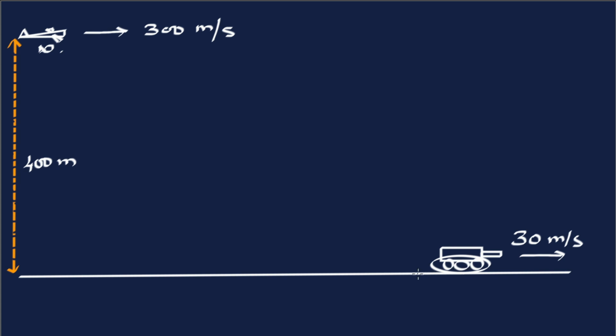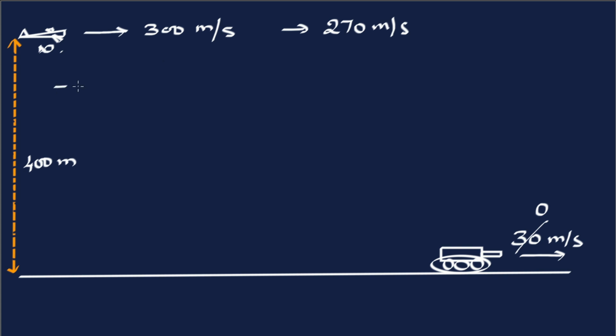Now the easiest way of doing this problem is getting into the target's frame of reference. In the target's frame of reference, it becomes a stationary target, and in this frame of reference, the plane's velocity is 300 minus 30, which is 270 meters per second. So it becomes a problem where the target is stationary, the plane is flying at 270 meters per second at a height of 400 meters. How far away from the target should it release the bomb? So let's do this problem in the target's frame of reference, where the target's velocity is 0, the plane is moving at 270 meters per second.